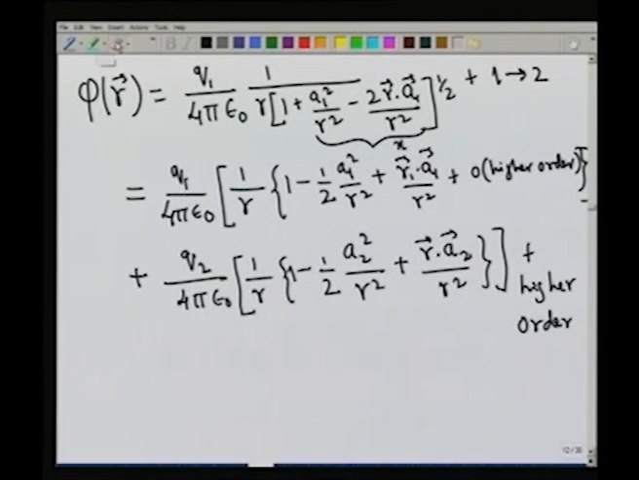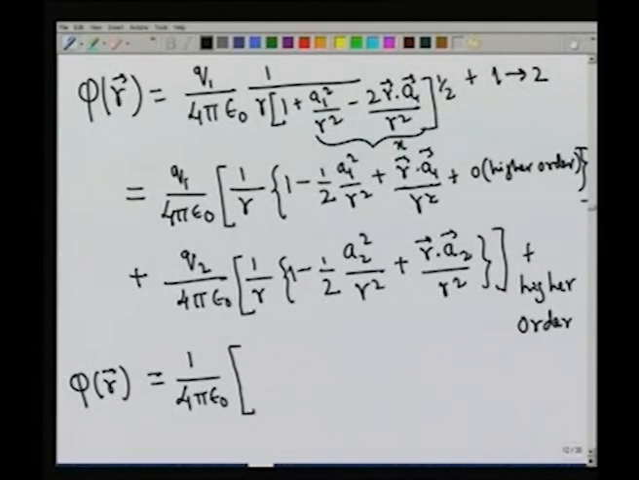Okay. Now there is a small notational error here. I had written R1. So let me correct that and rewrite this part, R dot A1 by R squared. So if I arrange them in the decreasing order of contribution, how does it look like? My phi of R looks like 1 over 4 pi epsilon naught. So let me open a big bracket here. The first term will be simply given by Q1 plus Q2 divided by R.